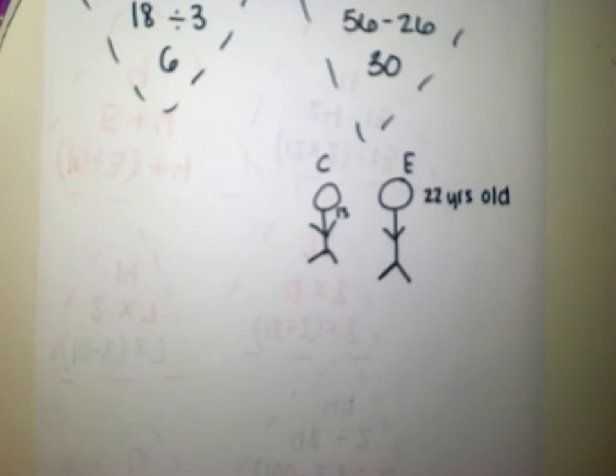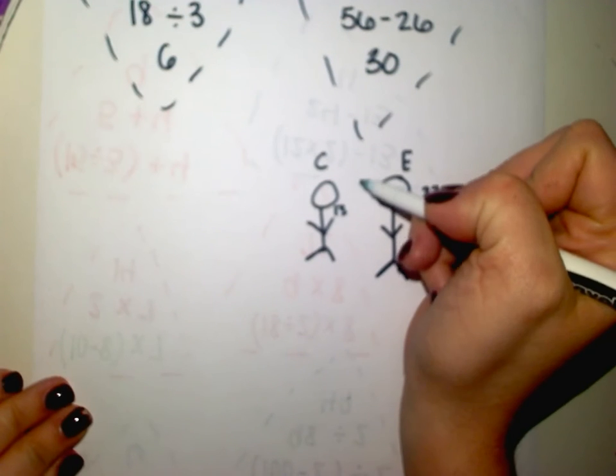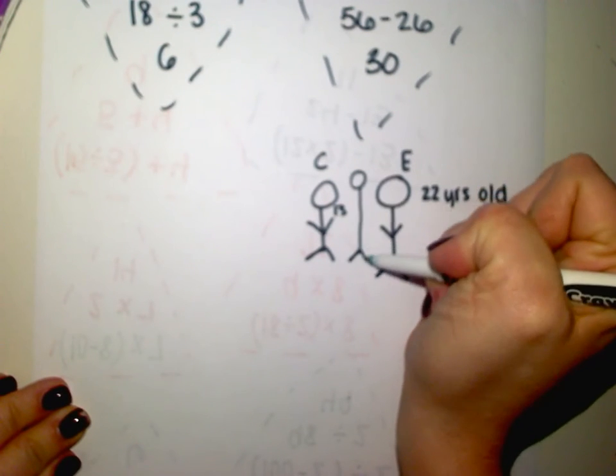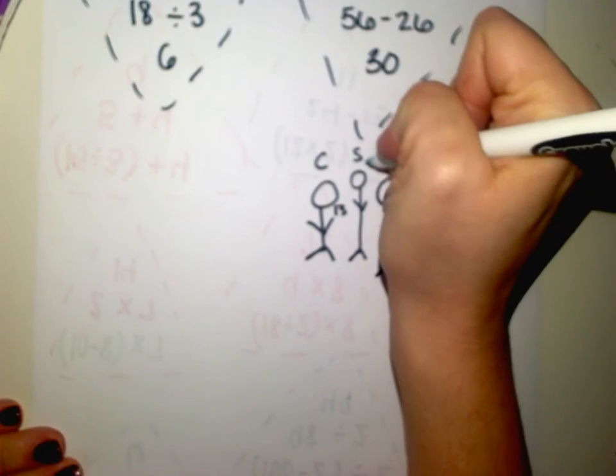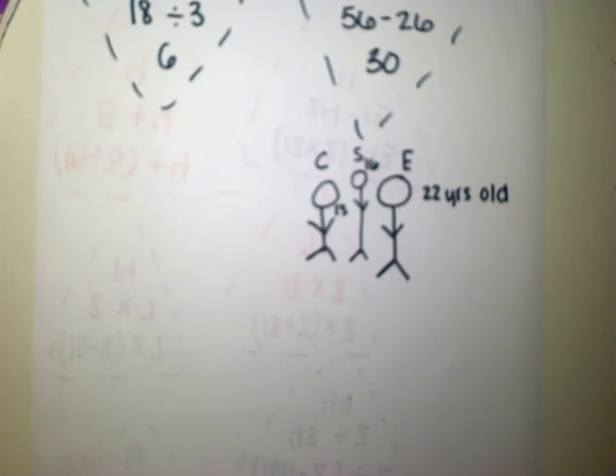And I'm gonna go backwards here. And then Sebastian is 3 years older than Carmen. Okay, so I gotta squeeze Sebastian in here because he's 3 years older than Carmen. And how much is 3 years older than a 13-year-old, Giselle? 16. Good. Sebastian is 16.